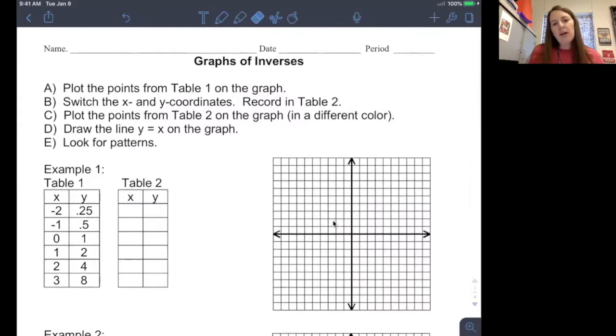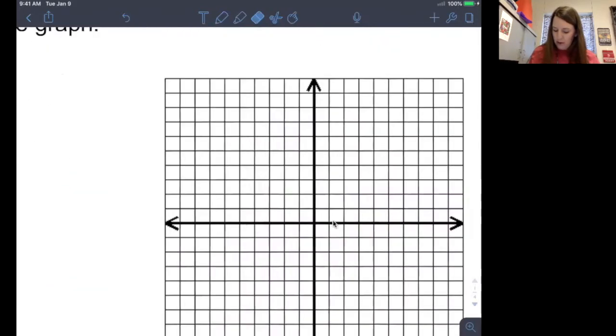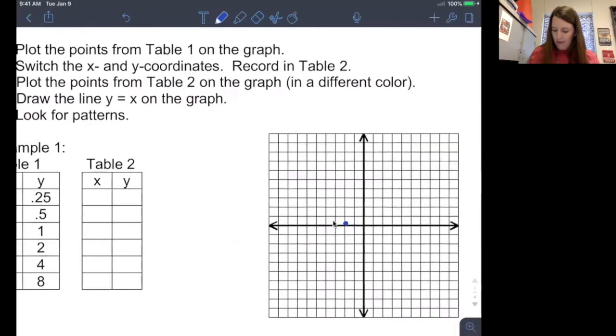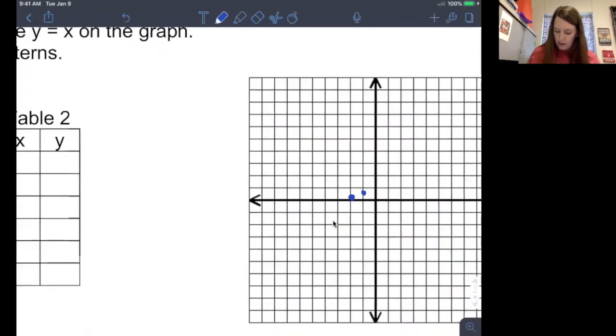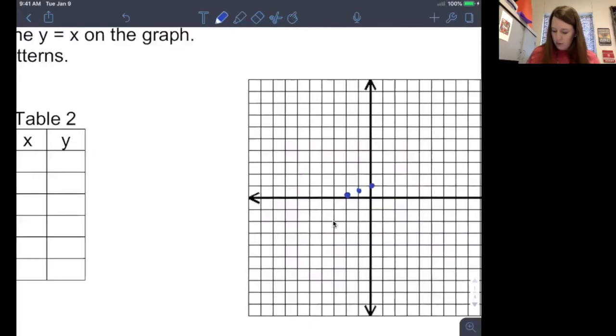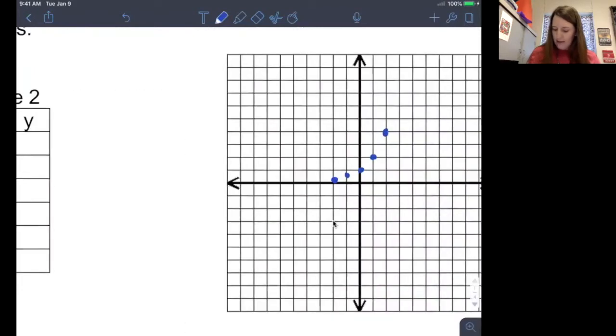Let's start by plotting the points from table 1 on our graph over here. We've got the point -2, 1/4. Then we have -1, 1/2. Then we have 0, 1. 1, 2. 2, 4, and 3, 8.